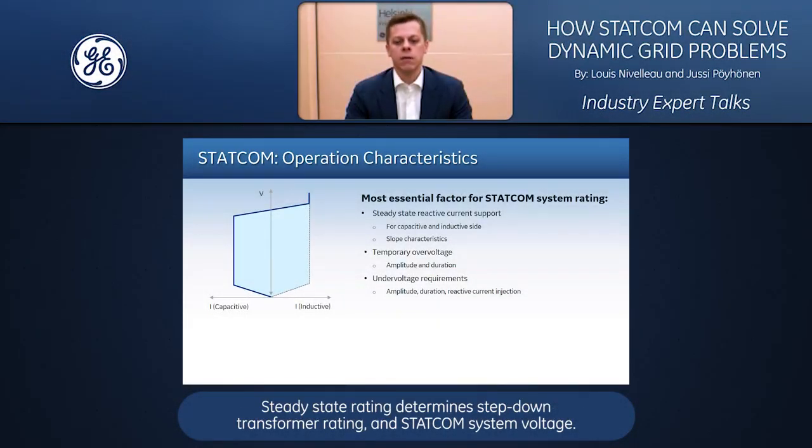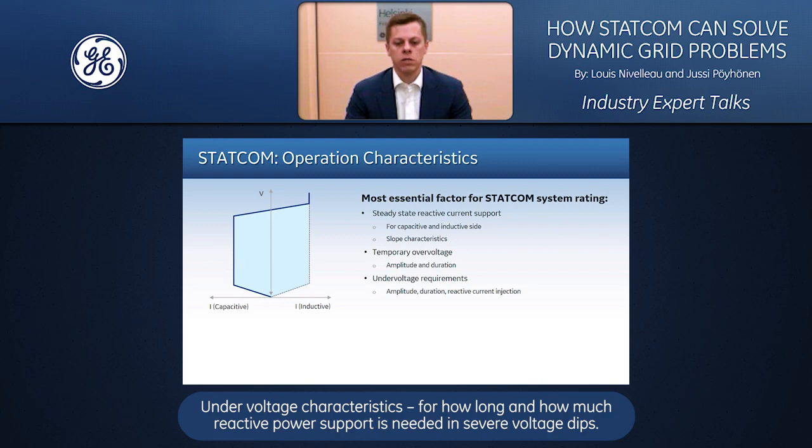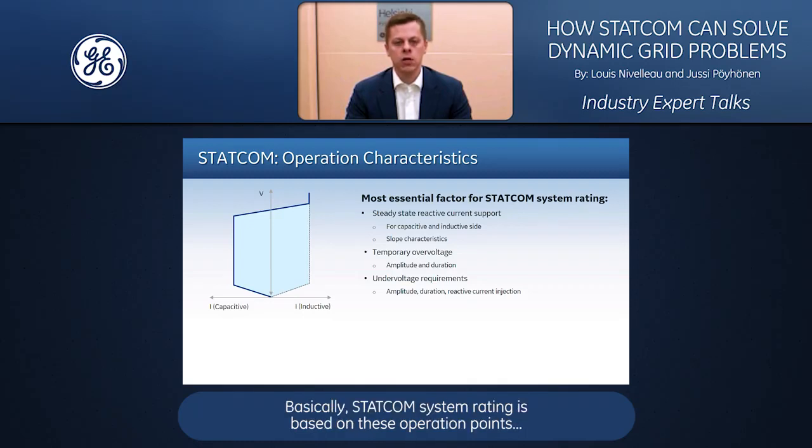Steady-state rating determines step-down transformer rating and Statcom system voltage. Overvoltage conditions affect valve rating and the number of desired series-connected valve submodules. Undervoltage characteristics determine for how long and how much reactive power support is needed in several voltage dips. Basically, Statcom system rating is based on these operation points for desired reactive current into the transmission system. This includes transformer selection, VSC valve rating, number of VSC branches, and other possible reactive power sources.